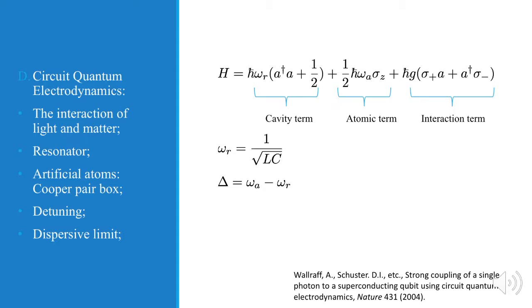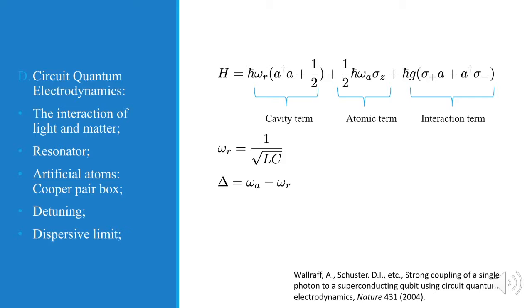The atomic term is given by the Hamiltonian of the spin 1/2 system, with omega A being the transition frequency for the Cooper pair box, and sigma Z is just the Pauli matrix. The operators sigma plus and minus are raising and lowering operators for the atomic states. And here we have the detuning, which is usually represented as capital delta, as the difference between omega A and omega R.